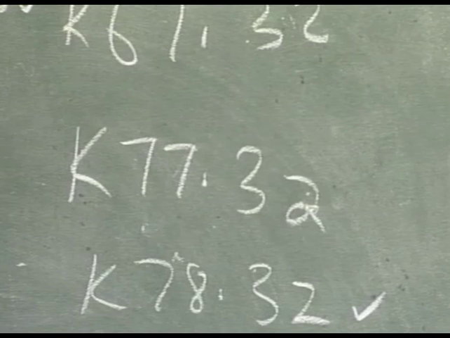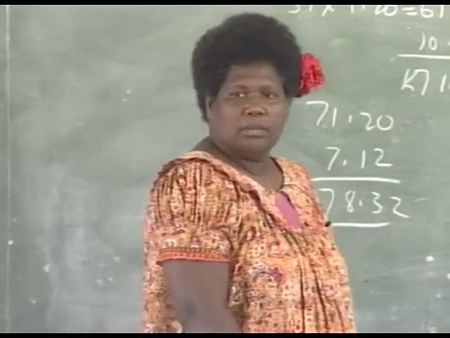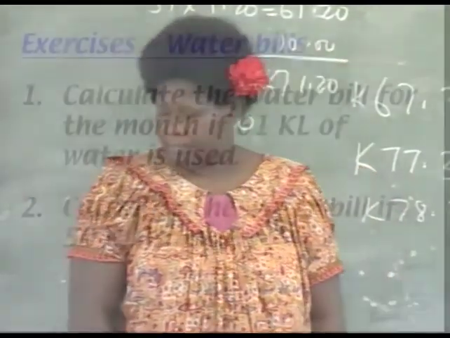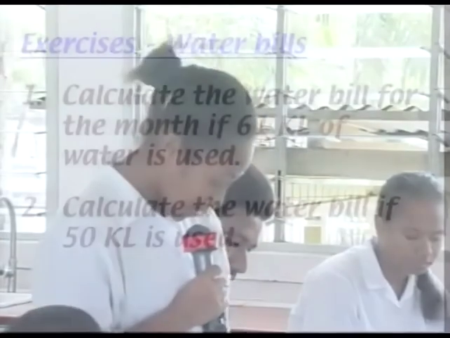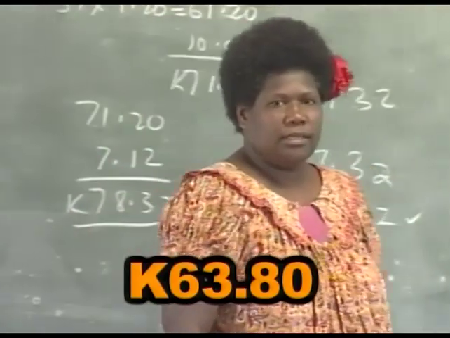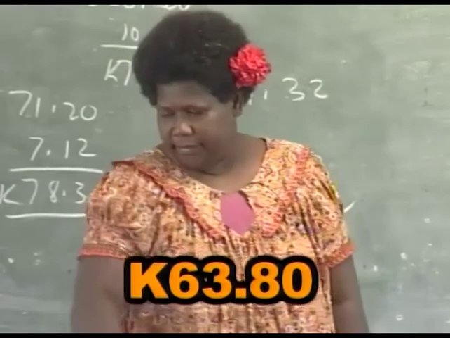Okay, that's number 1. Number 2, Agnes. 63 kina 80 toya. 63 kina 80 toya, correct? Yes, okay.